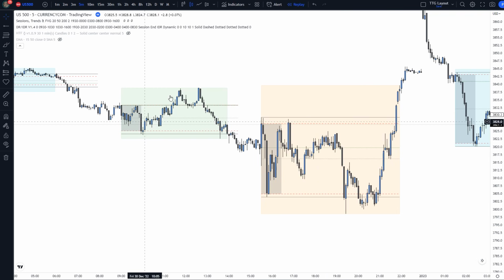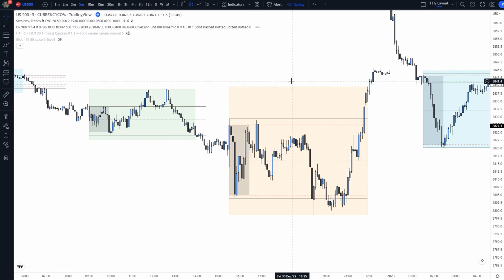The green box is the London session where we have the ODR, it is broken to the upside, but my goal is to trade in the New York session and I like to see the context, the overall structure to find an entry. Okay, the first thing that you can notice is that the New York range is below the London range. This is the first indication that we can look for a short trade.